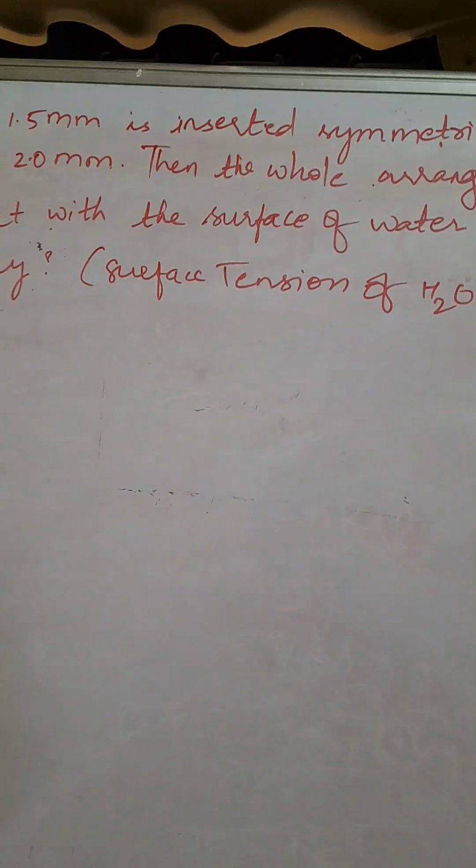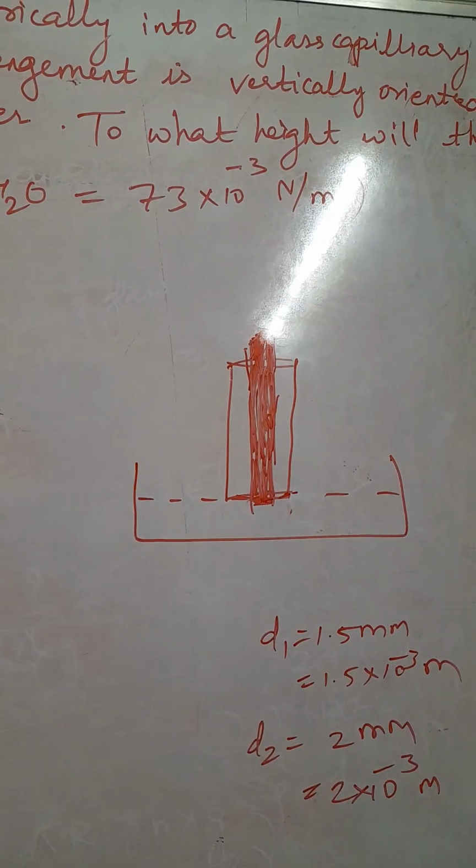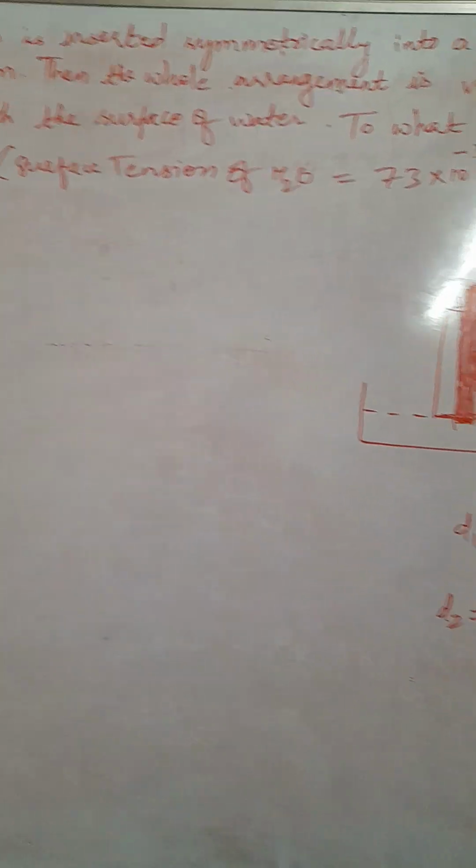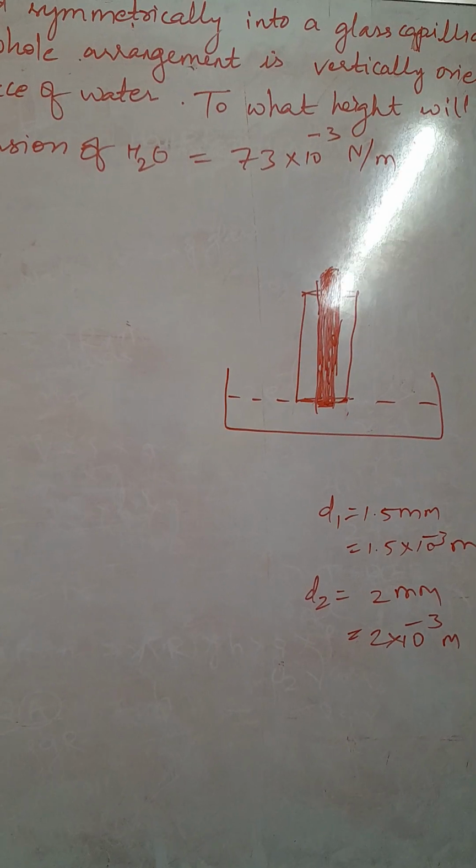Then the whole arrangement is vertically oriented. Already we have taken the vertical orientation and brought it in contact with the surface of water. To what height will the liquid rise in the capillary? The surface tension of H2O, they gave as 73 into 10 power minus 3. So we can use the formula directly here, which we have used earlier to find the height of the capillary.